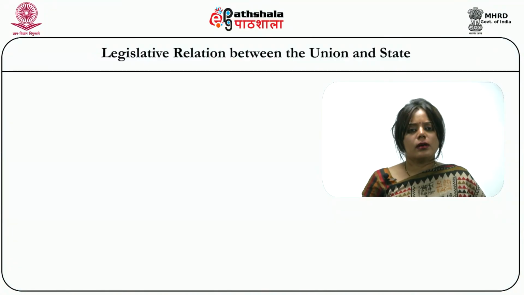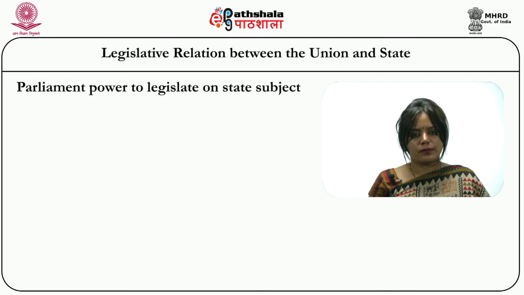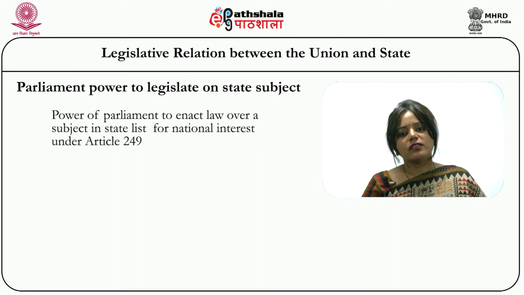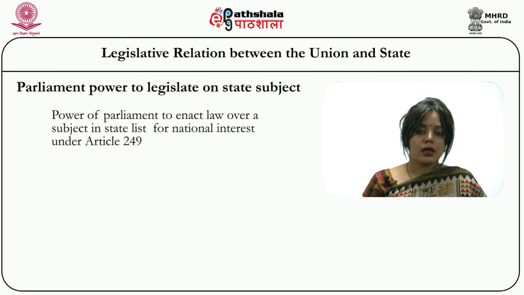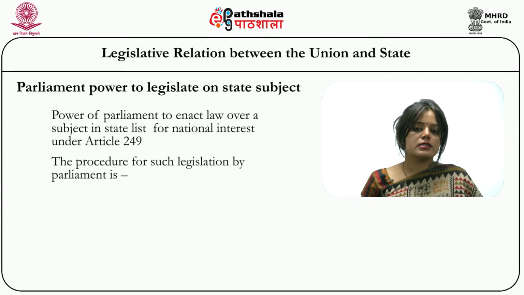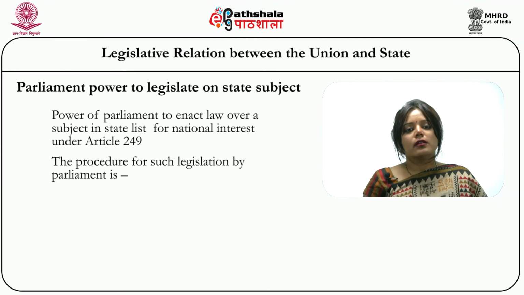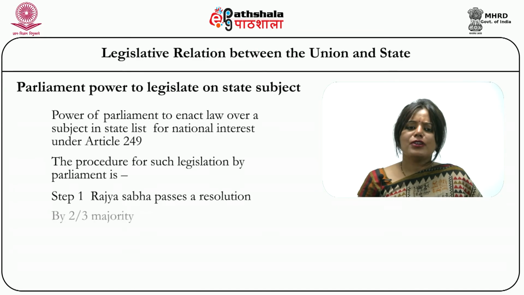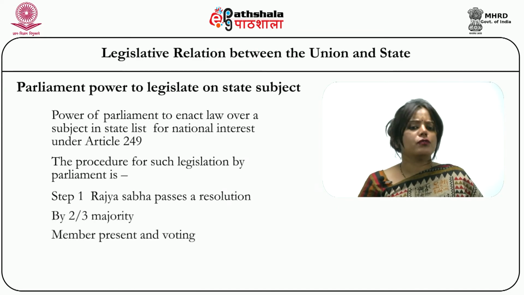Now, dear student, we will come to the next, that is Parliament's power to legislate on subject matter. The power of Parliament to enact law over a subject in the State List is firstly for national interest under Article 249. Here, I will discuss the procedure for such legislation by Parliament. The first step is that Rajya Sabha passes a resolution by a 2/3 majority of the members present and voting.